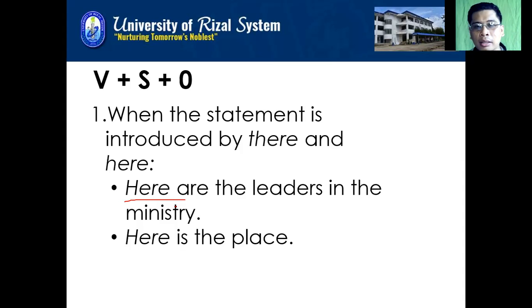Okay? Well, anyway, for every statement that is introduced by there and here, that indicates that it follows the inverted pattern, which is the VSO pattern, verb, subject, object. And the subject here is the leaders, and the object here is the ministry, in the ministry. Okay, here is the place.